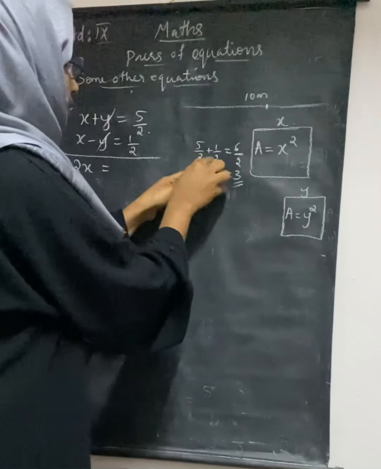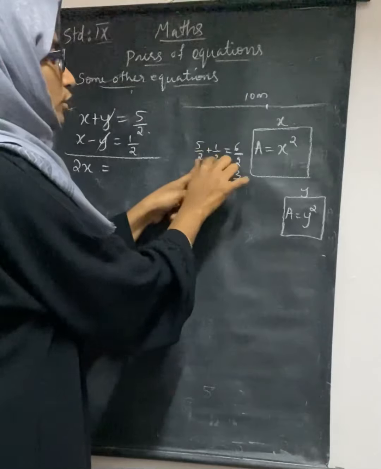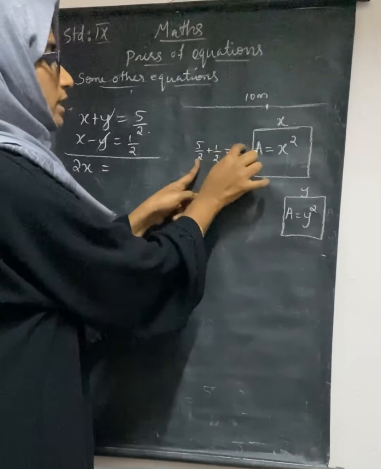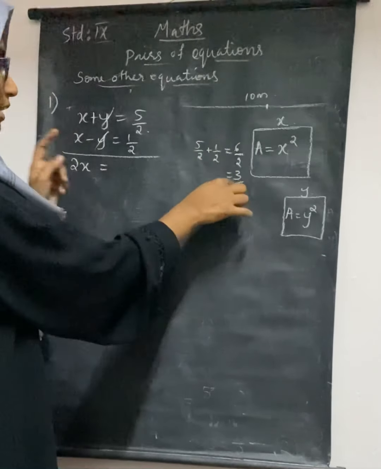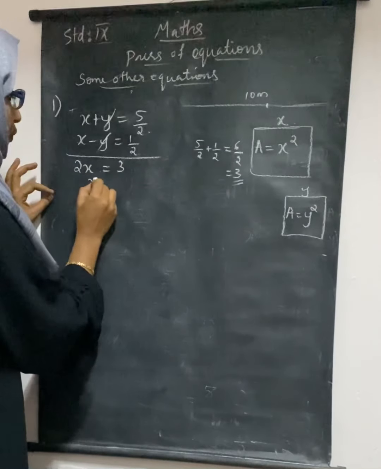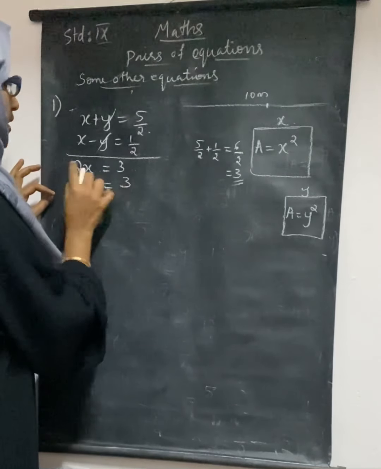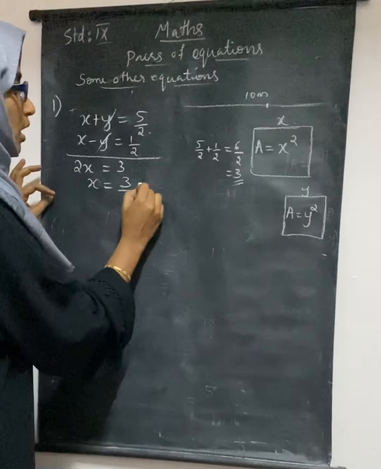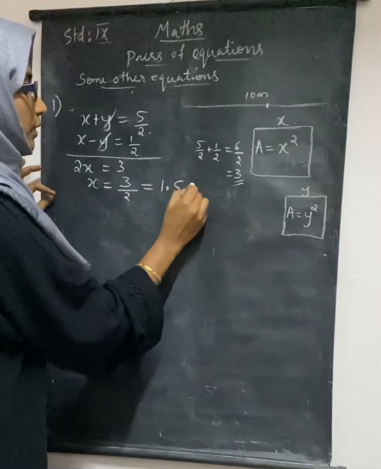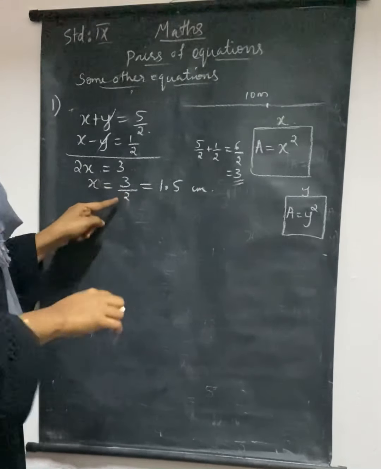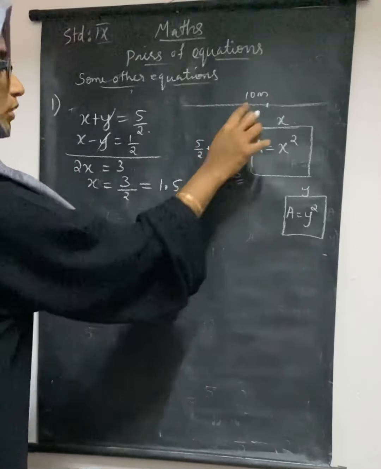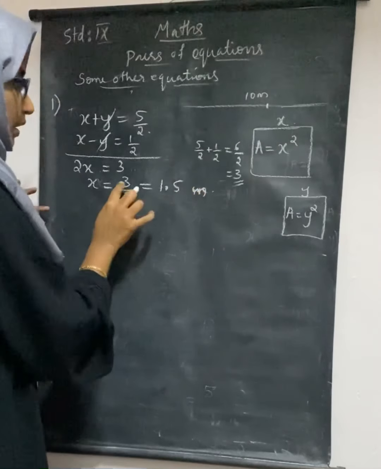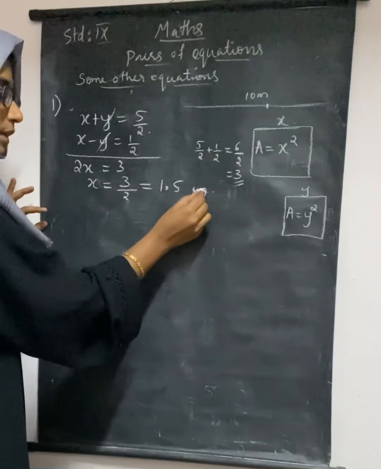What happens here? It is a fraction. So the denominator is the same, 2. 5 plus 1, 6. So 6 by 2 is 3. So 3 you will get here. Now I want to find out the x value. So 3, this multiplication becomes division, 3 by 2. Also I can write it as 1.5 meter. Half of 3 is 1.5. So keep it aside.